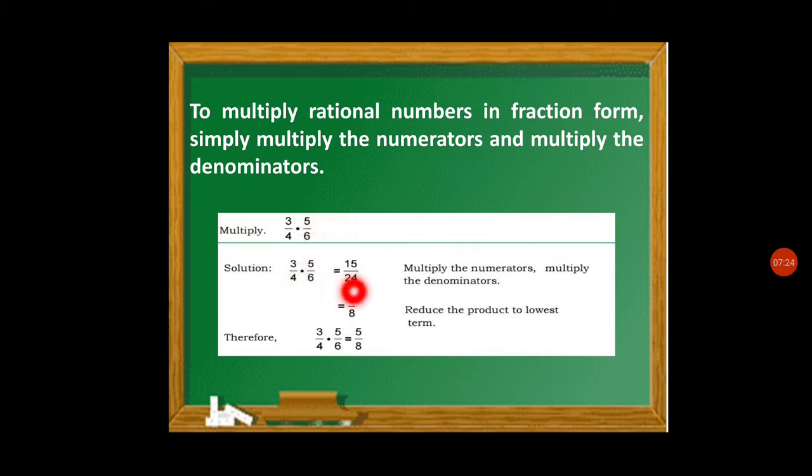4 times 6 is equal to 24. We have to reduce to lowest terms, that is 5 over 8, because 15 divided by 3 is 5, and 24 divided by 3 is equal to 8. Therefore, 3/4 times 5 over 6 is equal to 5/8.